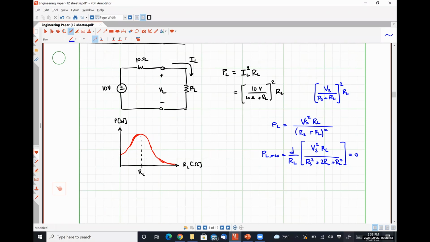I'm not going to force you to do this math. In this class, the only calculus we need to know how to do is differentiate and integrate sinusoids and exponentials. Everything else is hippie mathematician stuff. Sinusoids, so sines and cosines, and then exponential functions. So the result that we get here is that maximum power transfer occurs when RL is exactly equal to RS.